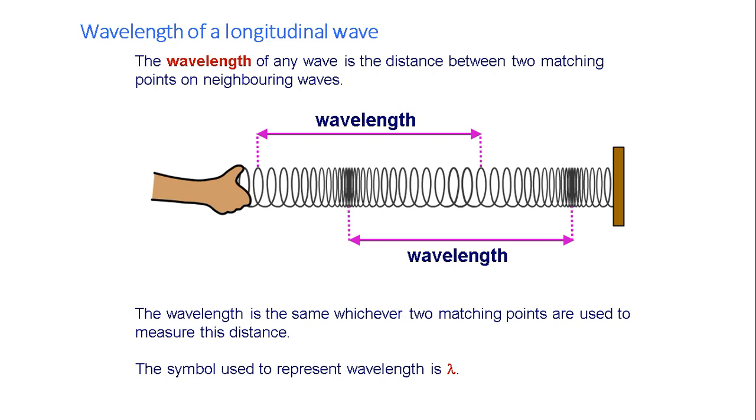Wavelength of a longitudinal wave. The wavelength of a longitudinal wave is very simple. From the middle of a compression to the middle of another compression, that's the wavelength. Or from the middle of a rarefaction, where we have the highest opening, to the middle of the other rarefaction is a wavelength.